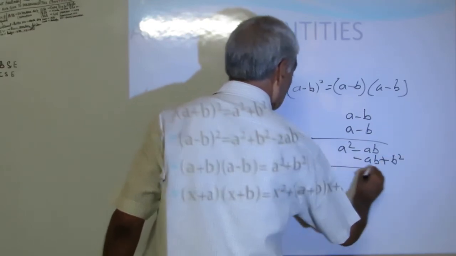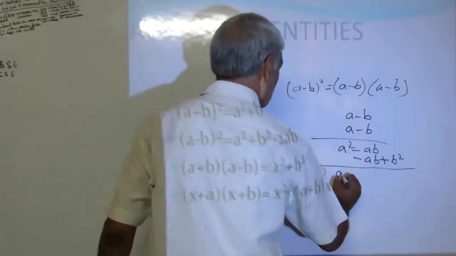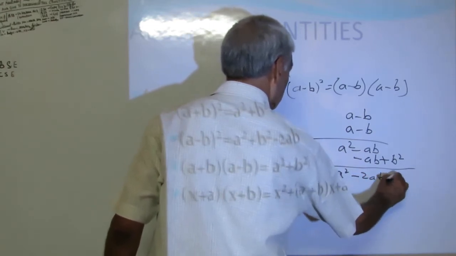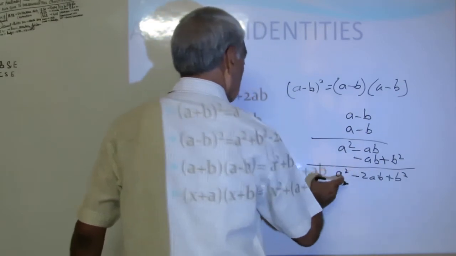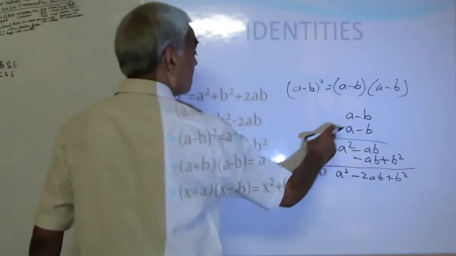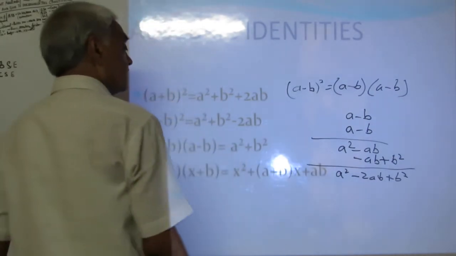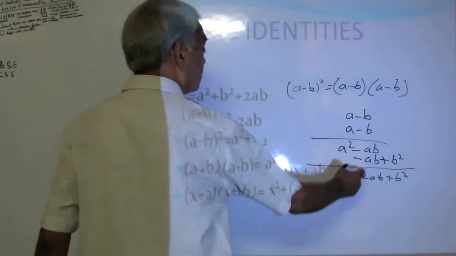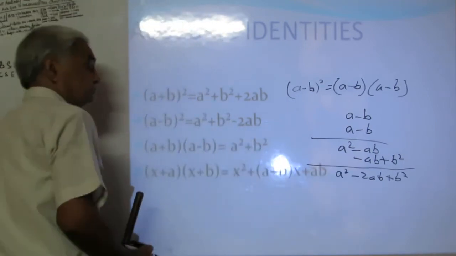So we add the like terms: a square minus 2ab plus b square. So here we conclude that a minus b multiplied by a minus b is an algebraic identity which is equal to a square minus 2ab plus b square.